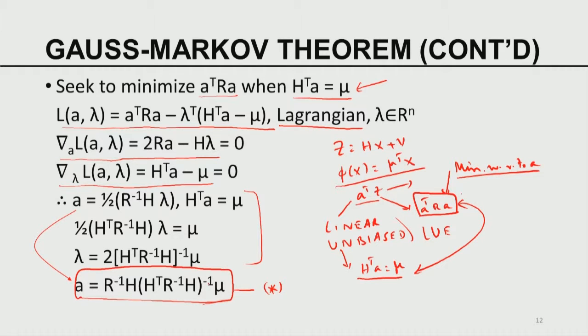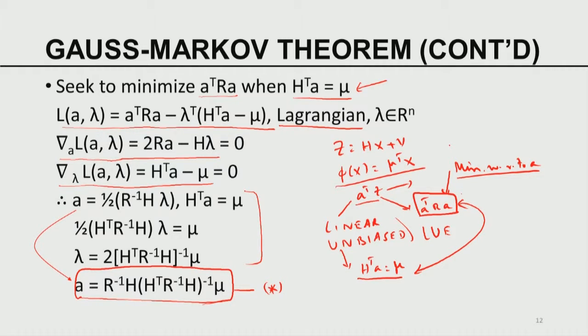Now let's look at the structure star. It depends on R, the covariance matrix of the noise. It depends on H, which is the linear map between the model space and the observation space. It also depends on mu. What is mu? Mu is the coefficient of the functional that we originally started with. So we have solved the problem.